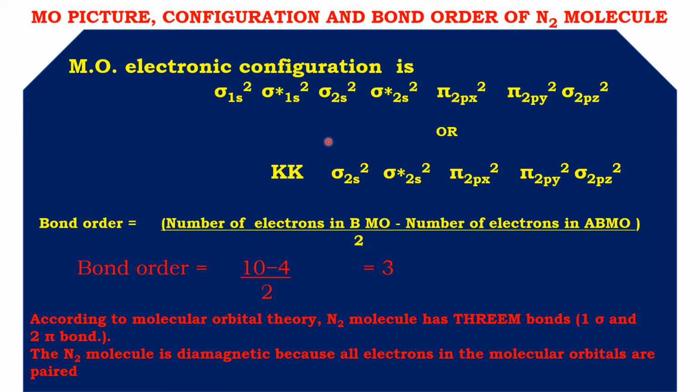Now see here, all the electrons are paired in the molecular orbitals. Hence, this molecule is diamagnetic. The bond order value we are getting is 3. It clearly shows that between two nitrogen atoms there are 3 bonds. One is a sigma bond and the remaining 2 are pi bonds. And all the electrons are paired in the respective molecular orbitals. So we could say the nitrogen molecule is diamagnetic in character. Got it? Take down.